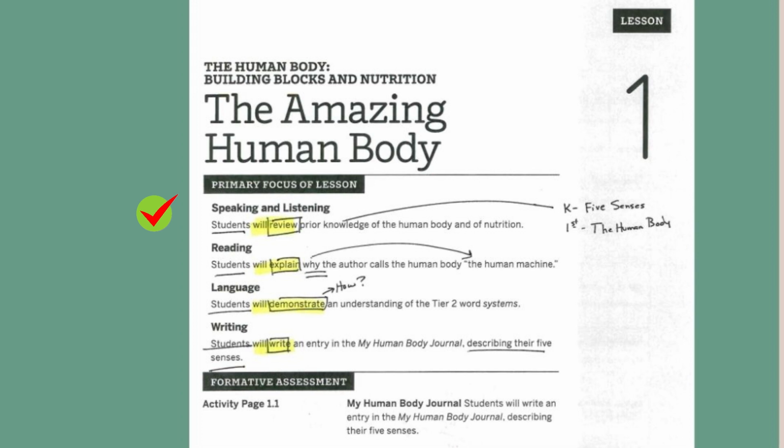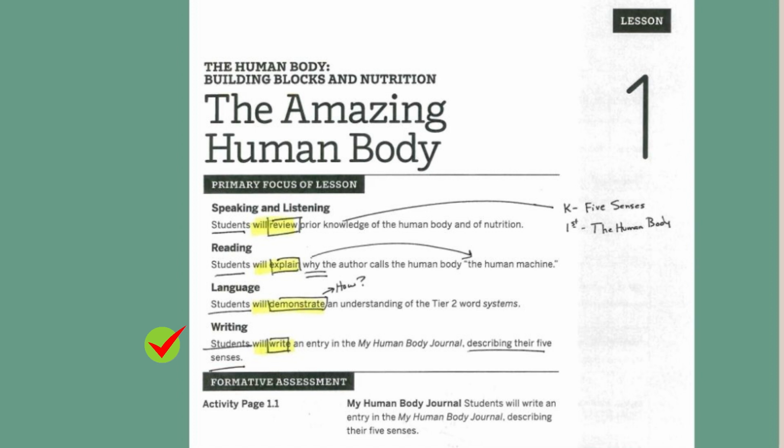Our primary focus will be on reading. Students will explain why the author calls the human body the human machine. Language, students will demonstrate an understanding of the tier 2 word systems. And writing, students will write an entry in their My Human Body journal describing the 5 senses.